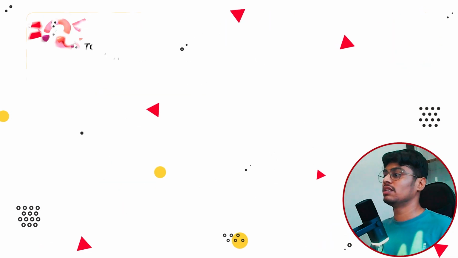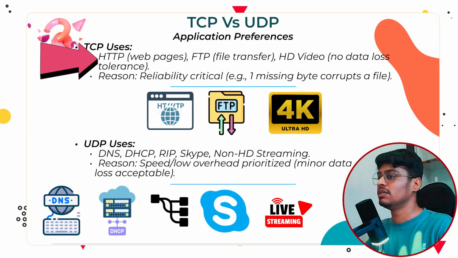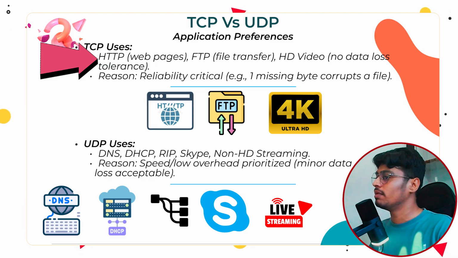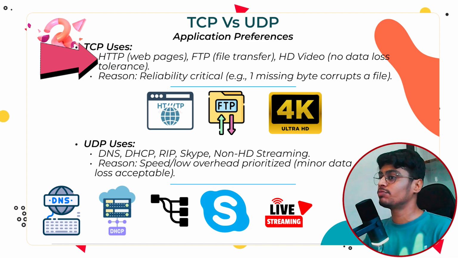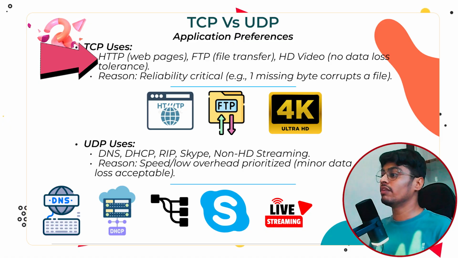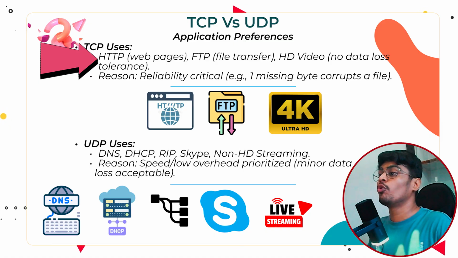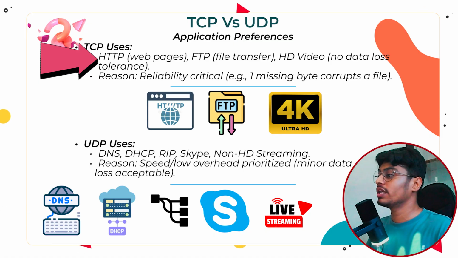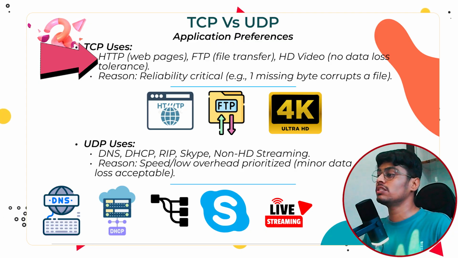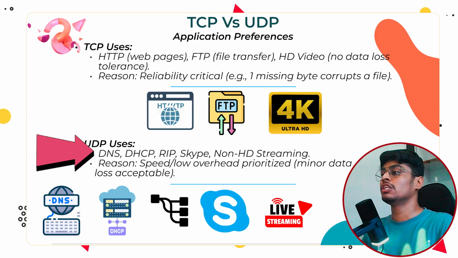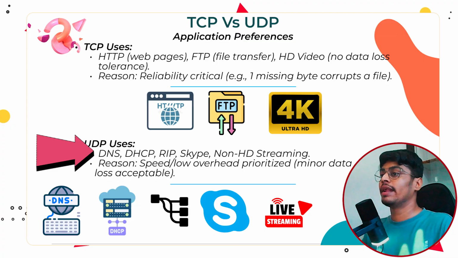Now, applications. Major TCP applications include HTTP. Whenever we transmit web pages, HTTP uses TCP to achieve reliability. FTP, file transfer protocol, uses TCP because even if one byte gets lost from a file, you can't open that file; all bytes must be received. So FTP and HTTP use TCP. Now major UDP applications include DNS, domain name server, and DHCP, RIP, routing information protocol. These need fast transmission rather than reliability.